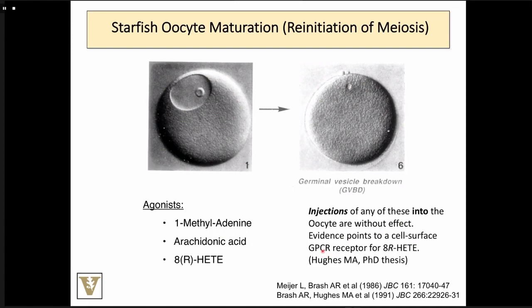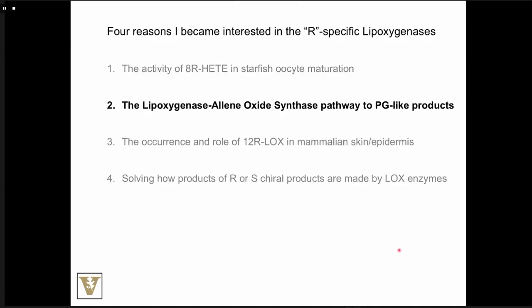An injection of any of these three into these oocytes has no effect. So the evidence points to a cell surface G-protein coupled receptor for 8-RHETE. In fact, the starfish genome hasn't been sequenced yet, and there's no indication as to what specifically this receptor is, but it's obviously there. It's a pretty nice story. So that's number one in terms of my interests.